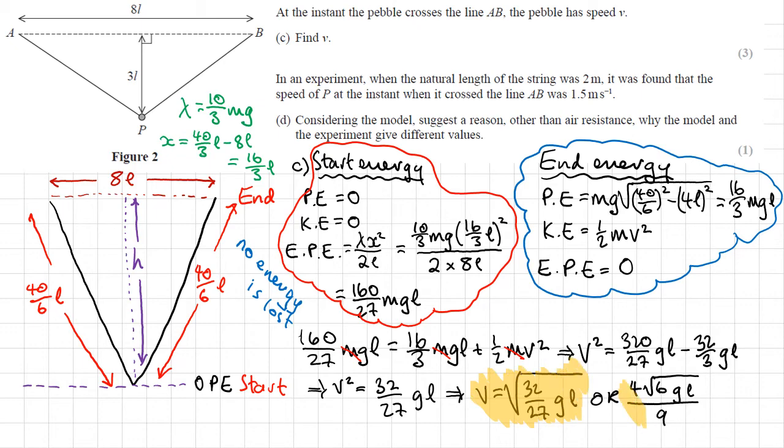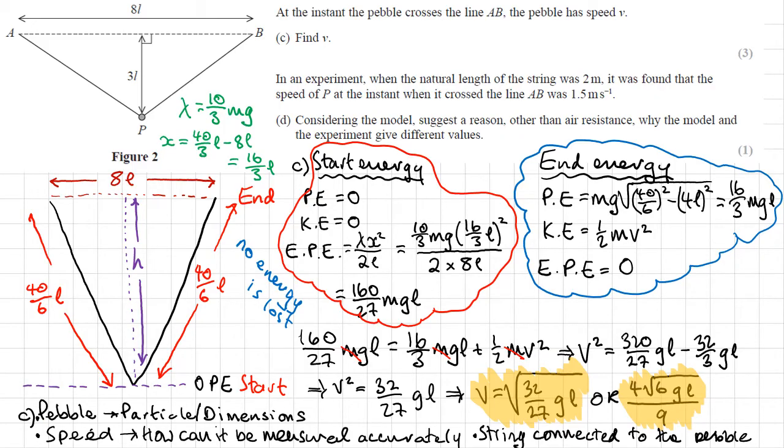So this is one of those energy questions. Work out the energy before, the energy after, make them equal, solve for the unknown. In this case, it happens to be v. And lastly, part C. In an experiment, when the natural length of the string was 2 meters, it was found that the speed of P at the instant when it crossed the line AB was 1.5 meters per second. D. Considering the model, suggest a reason other than air resistance, because the question said that was negligible, why the model and the experiment give different answers.